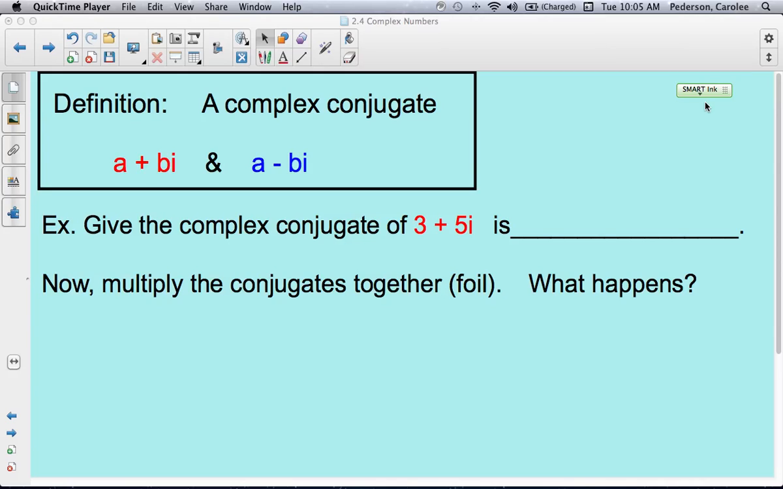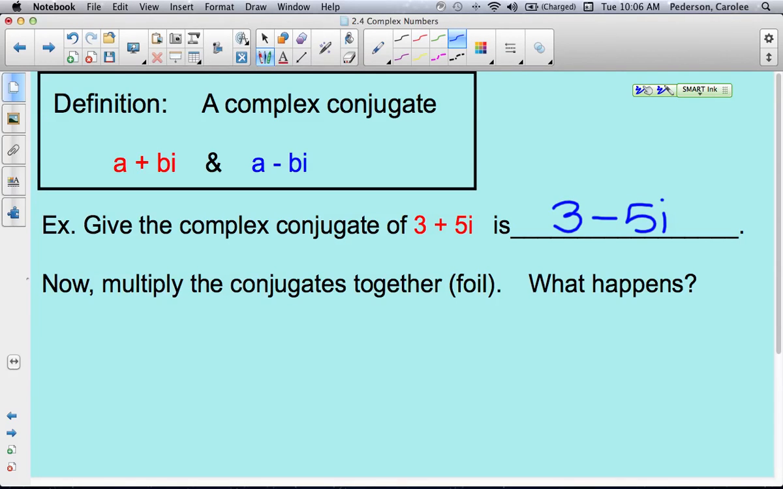So if we give you a question like this, give the complex conjugate of 3 plus 5i, and there's a blank. Tell me what the blank is. What is the complex conjugate of 3 plus 5i? 3 minus 5i, yep.